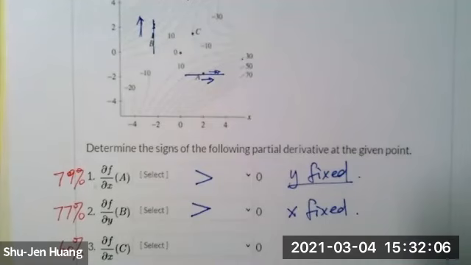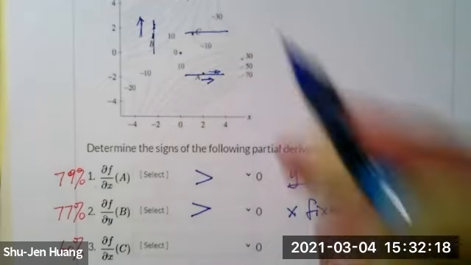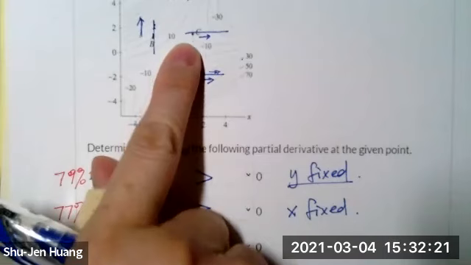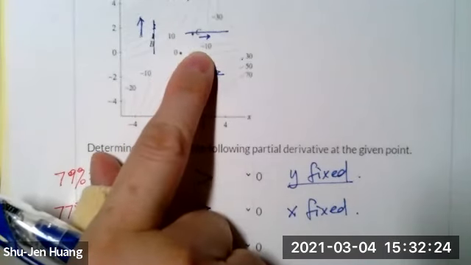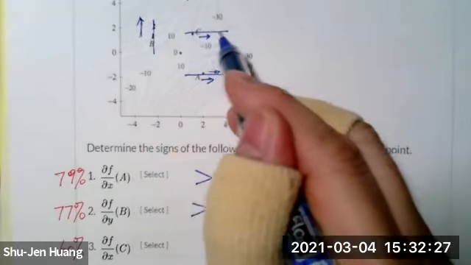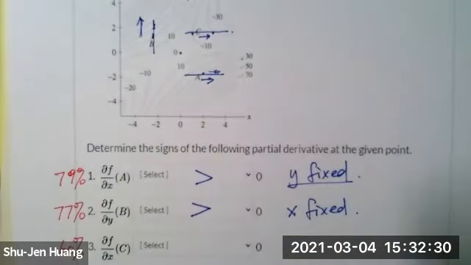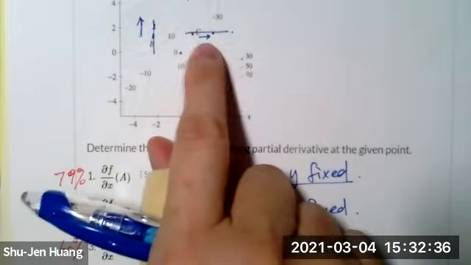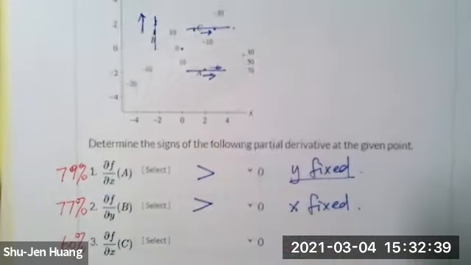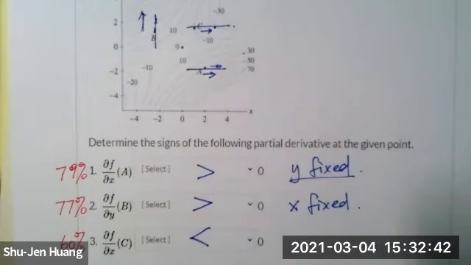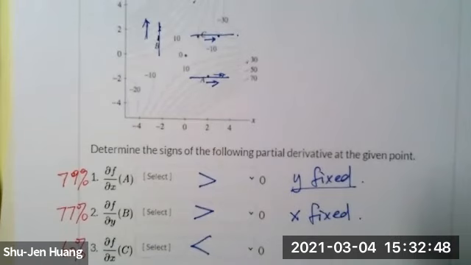Now the last one, partial f, partial x at the point C. Again, we want to hold y as a constant, so you're going to draw a horizontal line here at the point C. So you can see at the point C, the function value is -10. And when the x value increases, the next ones here are -20, -30. So the function value decreases. Can you see that? When the x value increases, the function value decreases here. So the derivative is less than 0. Okay. Is that good?